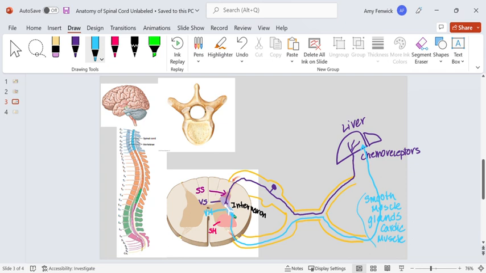And what you have here is a circuit. You have a sensory neuron bringing information in. You have an interneuron making a decision. And then you have a motor neuron bringing information out.